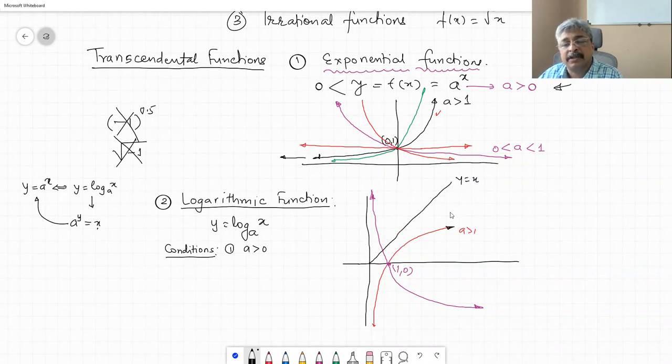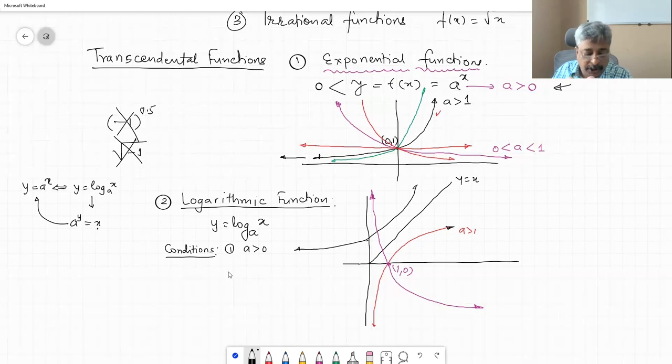If you mirror this particular curve in y is equal to x, it will look like the a raised to x graph. It will pass through this point, and that is how it happens. Okay. So these are equivalent. They mean exactly the same thing: y is equal to a raised to x and y is equal to log x to the base a. Therefore, the first condition is that a must be greater than zero.